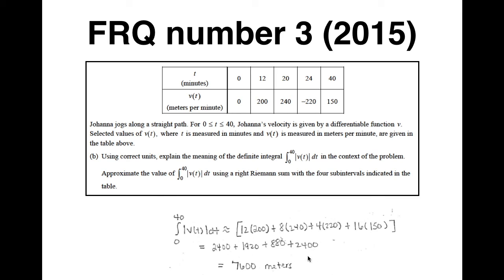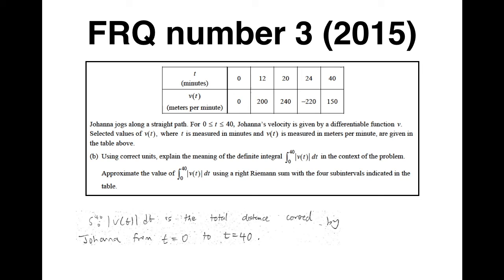The student adds up all these values and gets 7,600 meters. So it was correct. The answer is correct. The first point was earned because the student chose correctly the right endpoint for his answer, or her answer, and then the answer itself was worth 1 point.